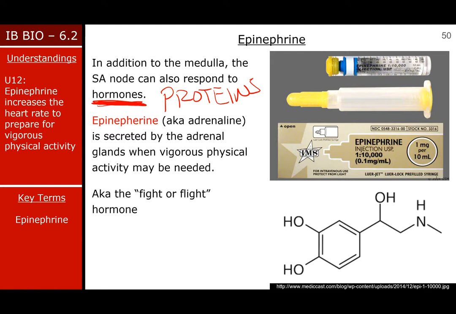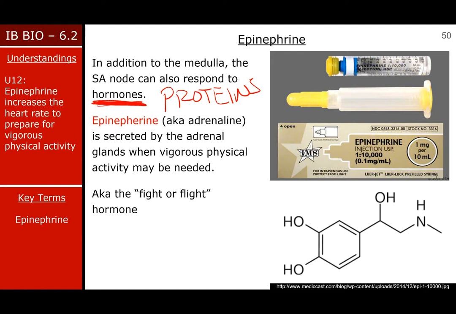So, epinephrine, otherwise known as adrenaline, is secreted by the adrenal glands when this is what initiates your fight or flight, for vigorous physical activity, right? So when your heart starts pumping really fast because something bad's happening, that's a result of epinephrine. And that's a good example of a hormone changing homeostatic conditions in the body and increasing your heart rate.